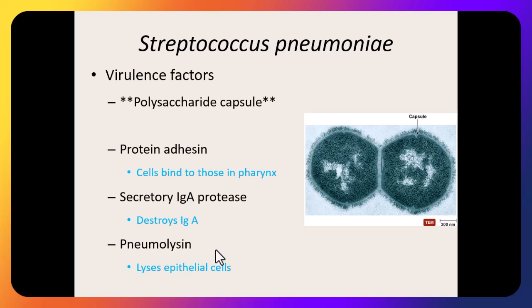It produces a toxin called pneumolysin that breaks apart and destroys epithelial cells. Again, that's where the damage occurs. So it can attach to our respiratory tract, attach to some of those epithelial cells, and then it can also break them down, damaging the body, causing disease.